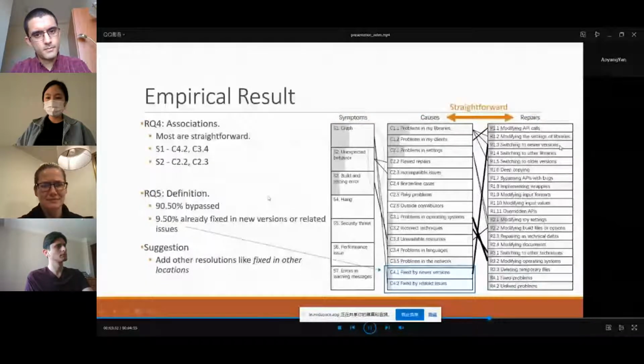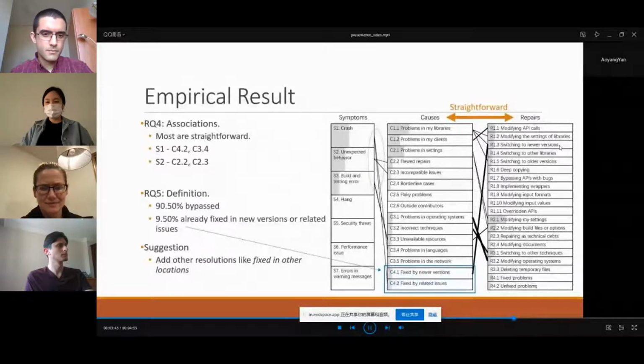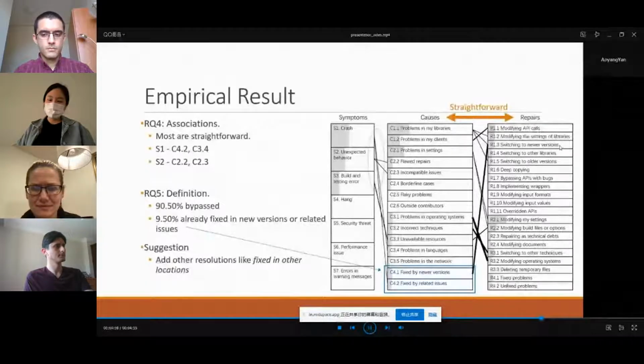RQ4, what are the associations among the symptoms, causes, and repairs of workarounds? The answer is that most associations between causes and repairs are straightforward. For example, if the operating system causes a bug, a typical workaround is to select an alternative operating system. Crashes are fixed as workarounds, often because they are fixed problems or they are problems residing in environments. Unexpected behaviors are fixed as workarounds, often because of flawed repairs and incompatible issues.